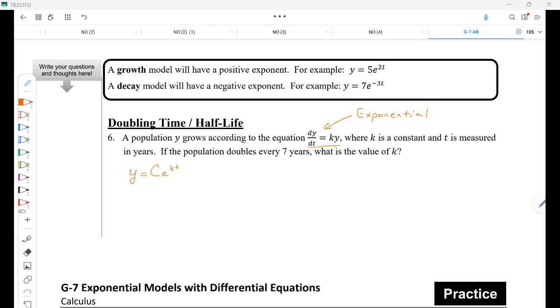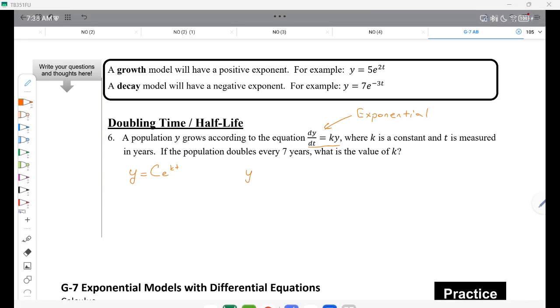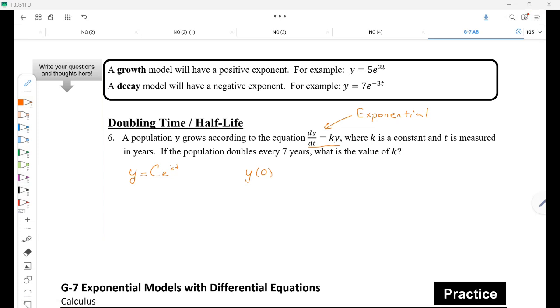The way that you do this, it's actually relatively simple. We are going to take a look at y of 0, and we're going to take a look at y of 7. And since the population doubles, I have to put a 2 in front of y0 in order to set it equal to y of 7. That pretty much matches the sentence. The population at year 7 is twice the population at year 0.